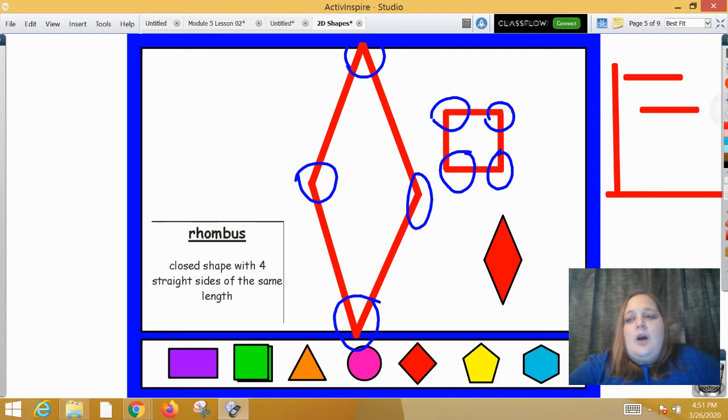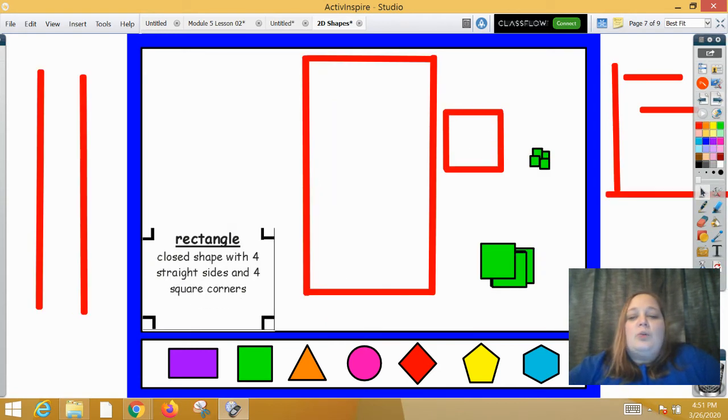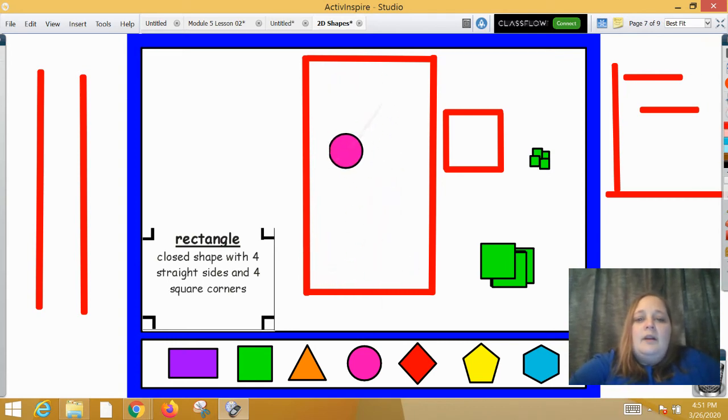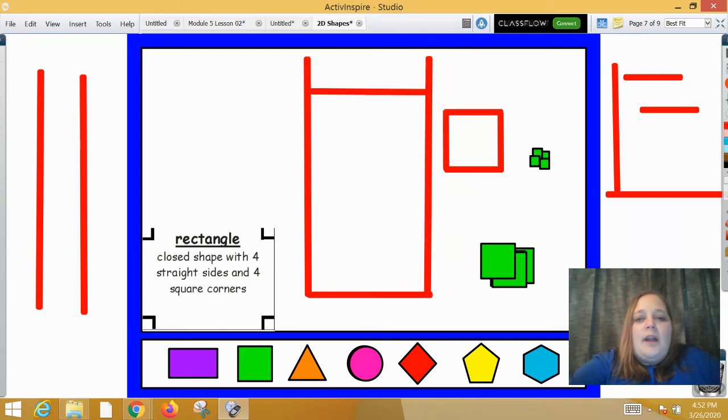All right, let's keep going. Let's see if we got this. So we know what a square is. Now a rectangle. Let's listen to a definition of rectangle. Closed, so nothing can get out. Let's try and put my little piggy in there. Can the piggy escape? No, it's closed. It has to have 4 straight sides. Does it have 4 straight sides? 1, 2, 3, and 4. It has 4 straight sides, and it has to have 4 square corners.